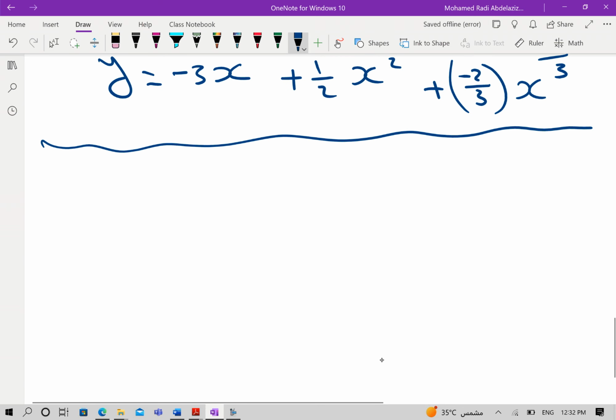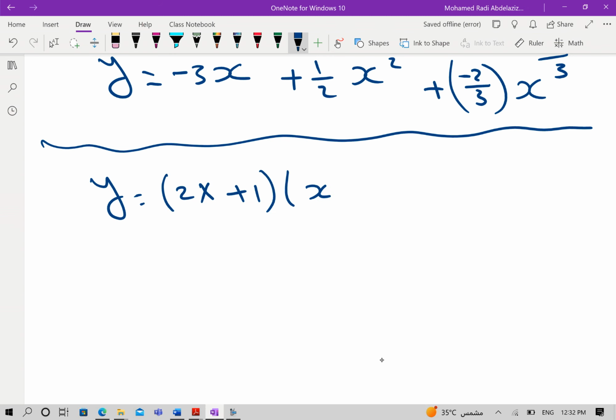What else? If there is a product of two functions, 2x plus 1 times x squared minus 5, in AS level, we told you before how to differentiate a product of two functions. Find the product, expand, simplify first, then differentiate. But for A2 level, we have a rule for the product.